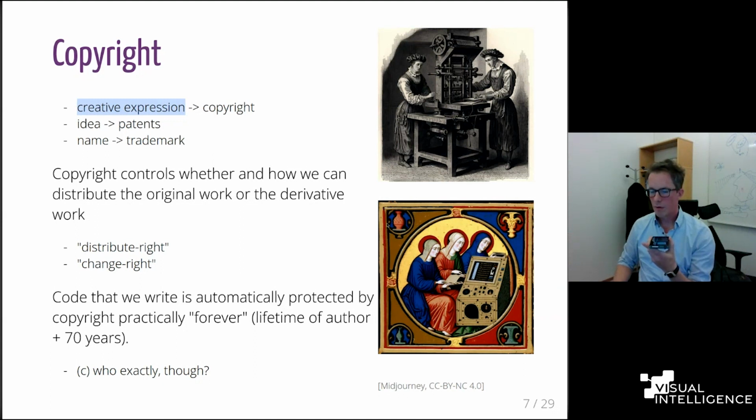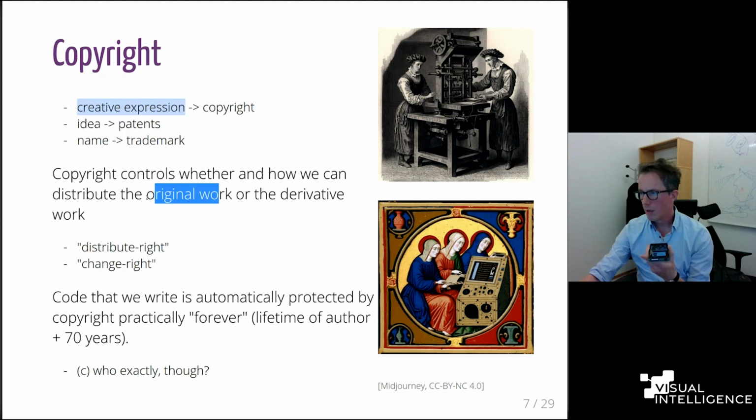It controls whether and how we can distribute software. And both original work, and I wonder whether you see if I highlight something maybe, so original work and the derivative work. And I think maybe useful names. So here on top right, we see some people copying a book because it all started with books. But these days, I think the problem is not the copying.